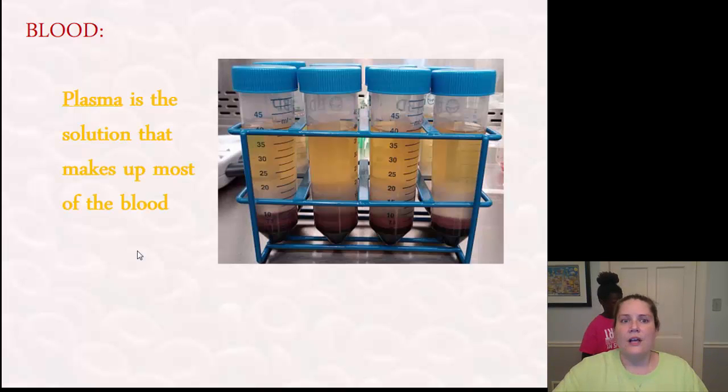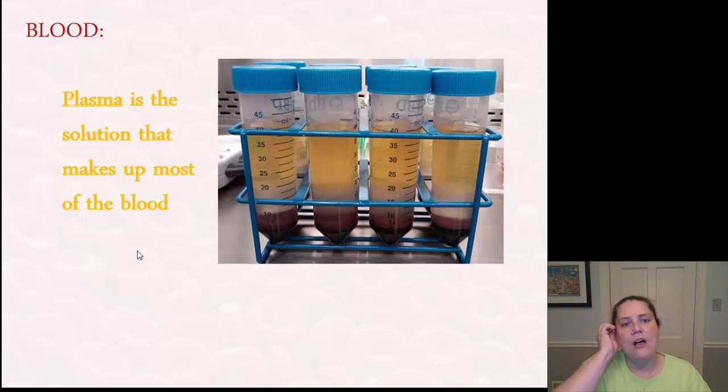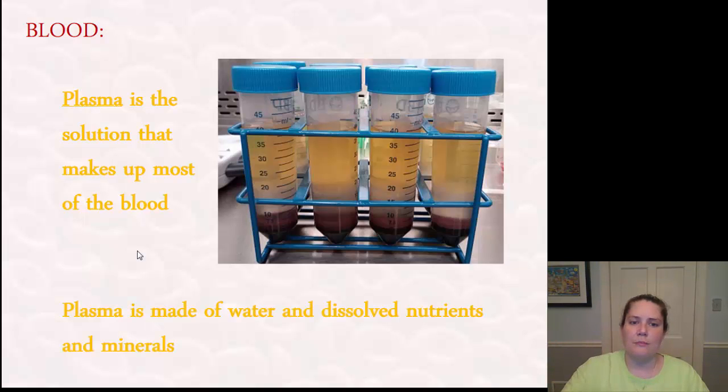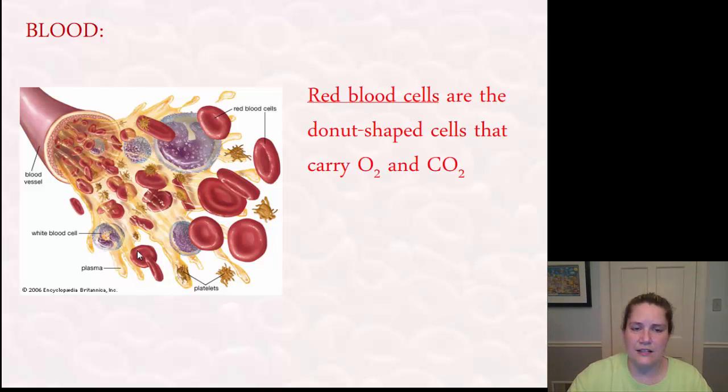All right, so blood. So blood plasma. Plasma is the solution that makes up most of the blood, just like cytoplasm makes up most of a cell. It's made up mostly of water and then just dissolved nutrients and minerals. Eloise says this looks like someone sneezed and the blood came flying out of their blood vessel.